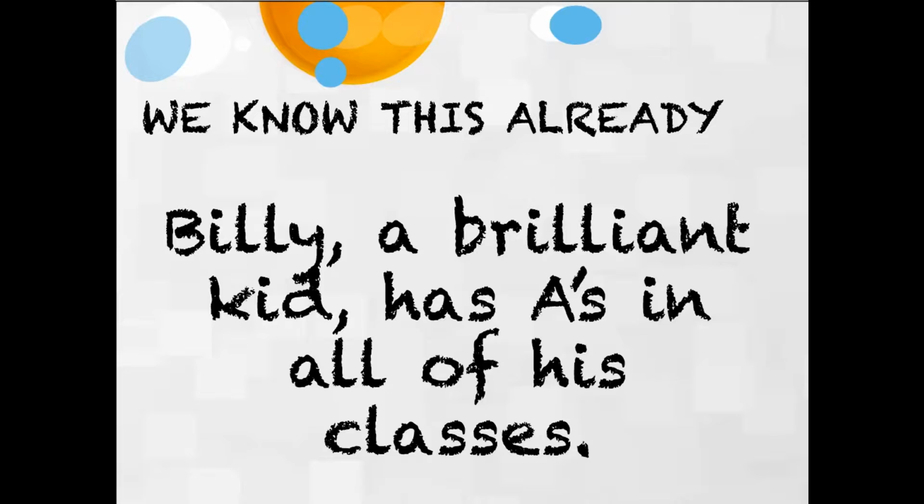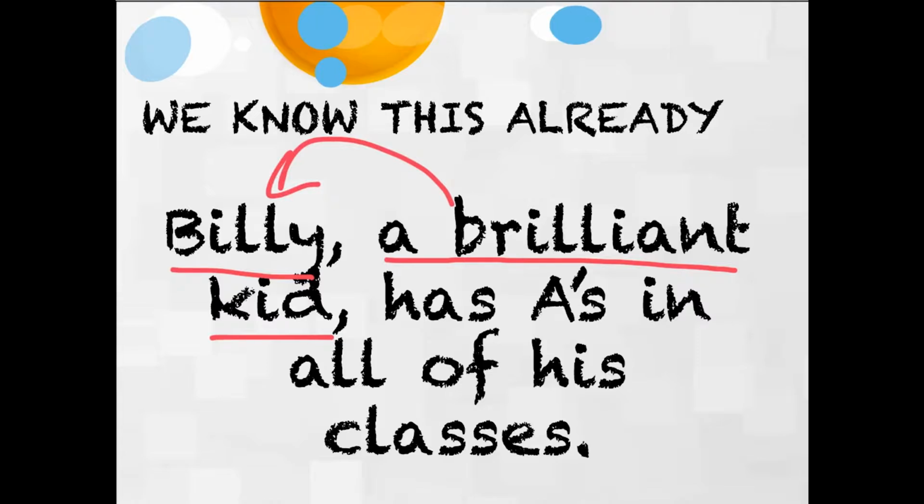So a quick review of what we know. Appositives give us more information about the noun. So we have the noun Billy here, right? Well, right after it, we've got this appositive. Appositives are always next to a noun, a brilliant kid. Second rule is it gives us more information about the noun. So Billy, well, what about this Billy? He's a brilliant kid, right?